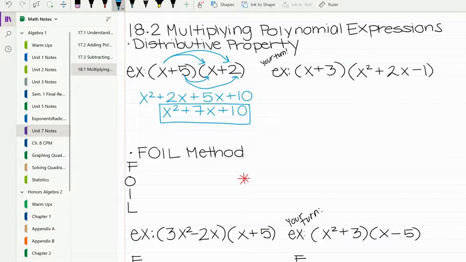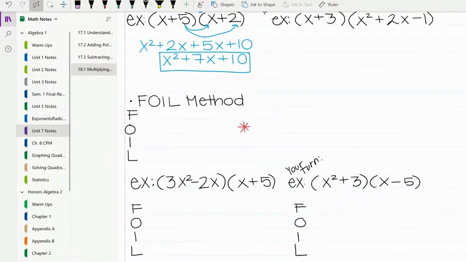There's one more example, but that's a your turn problem, so you guys can try on your own and check with the notes. All right, so our second method is the FOIL method, and a lot of you guys probably use this in biology when you are doing Punnett squares and stuff, which is also like the next method.